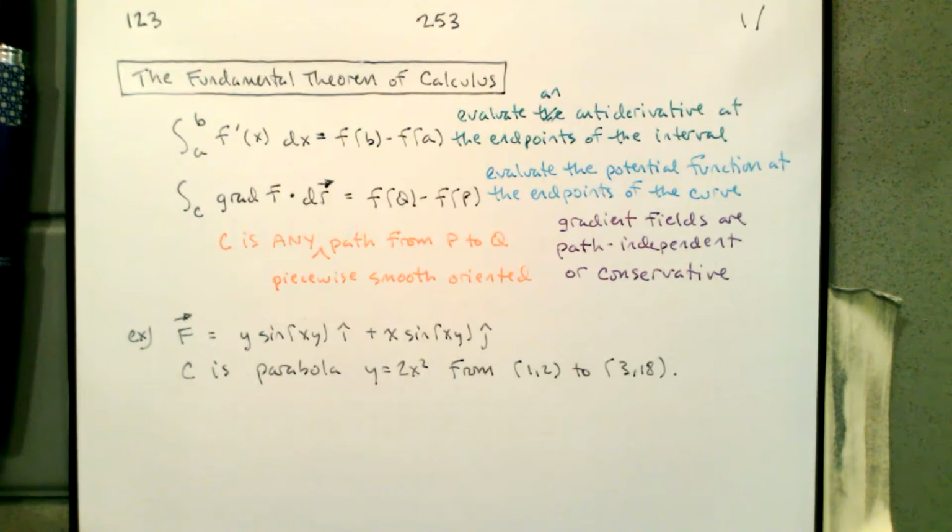So this, any piecewise smooth oriented path from P to Q, tells us that gradient fields are path independent. The other word for that is conservative. So gradient fields are conservative. Lots of terminology for things, but this is a math class, so you should expect a lot of terminology for things.